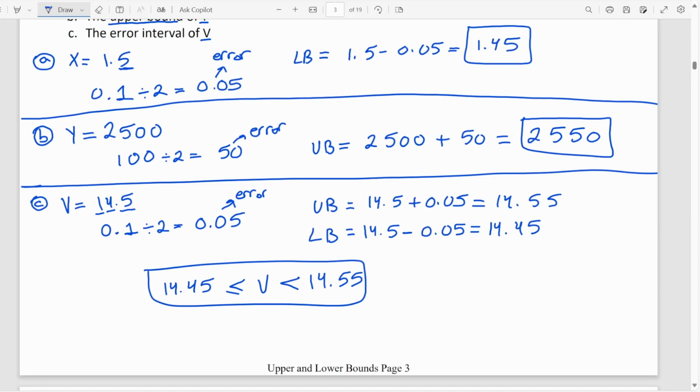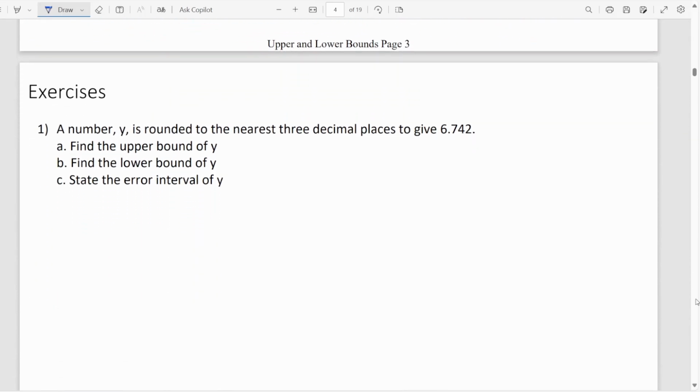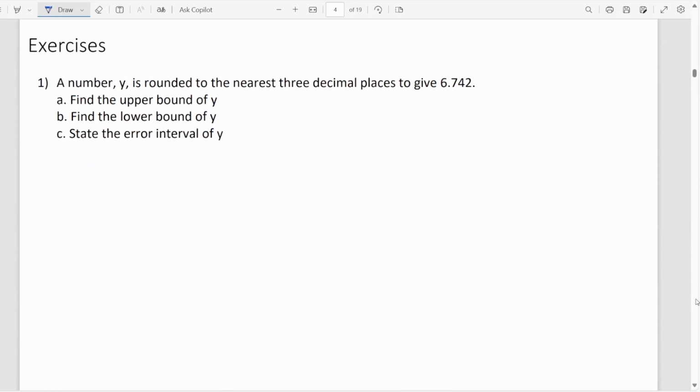Okay, now let's move on to some exercises. As per usual with exercises, you should pause the video and try to solve it on your own, and then check your answer. Let's take a look here. So question 1, number y is rounded to the nearest 3 decimal places to give 6.742. Find the upper bound of y.